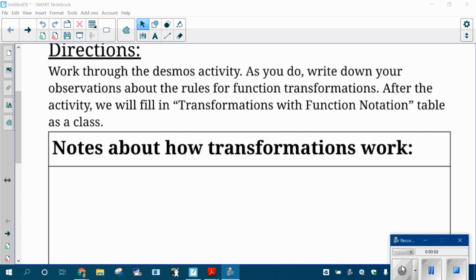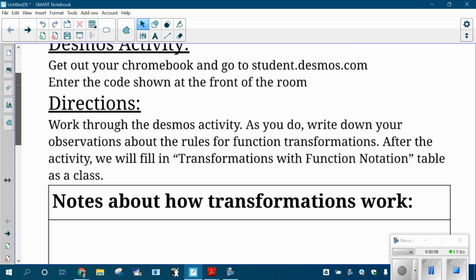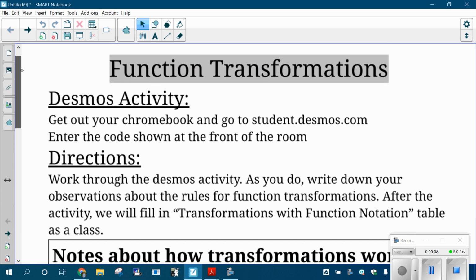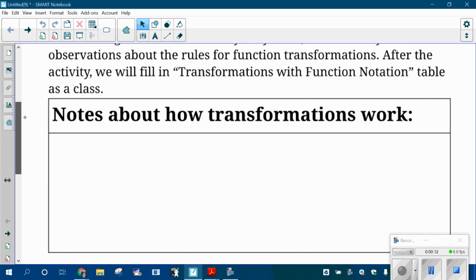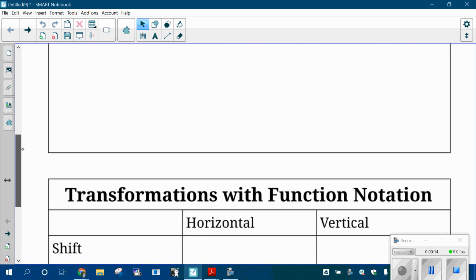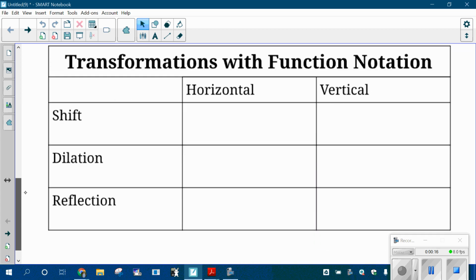Hey everybody, it's Mr. Cubby here, and you should have done the Desmos activity during class where you were exploring how transformations work, and you may have talked about some of this in your class debrief, or you may have not. So I'm just going to recap what was the important information that you were supposed to get out of that activity about how transformations work, okay?